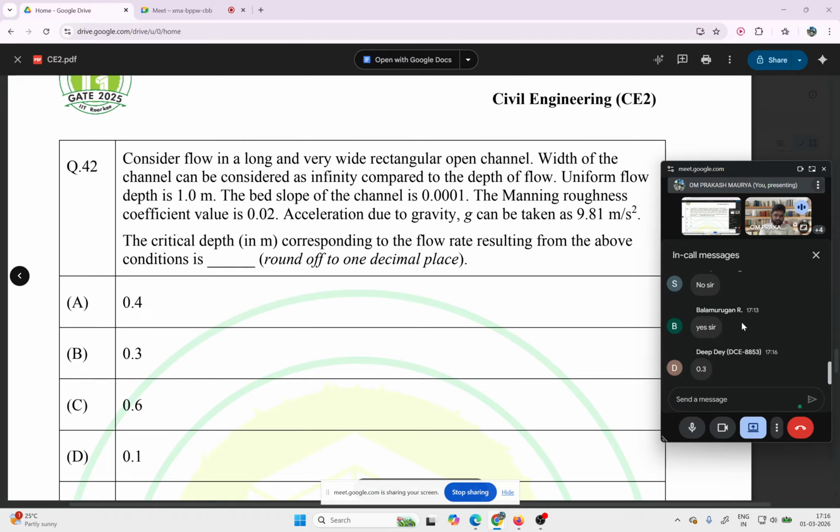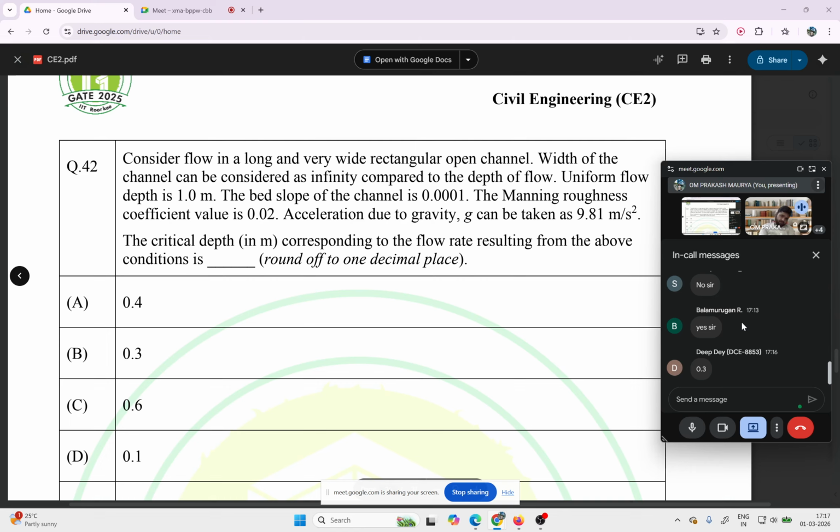0.3. Deep is telling 0.3. That's nice. I'm waiting for other students also. Anyway, finally I'll explain how you will solve. But you need to solve, please.